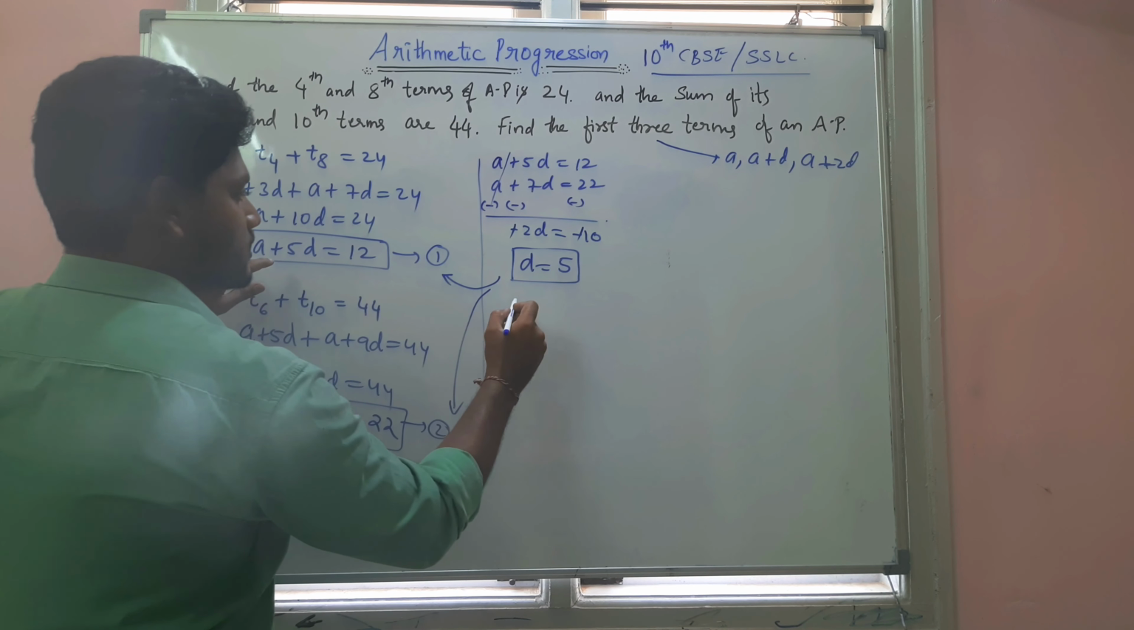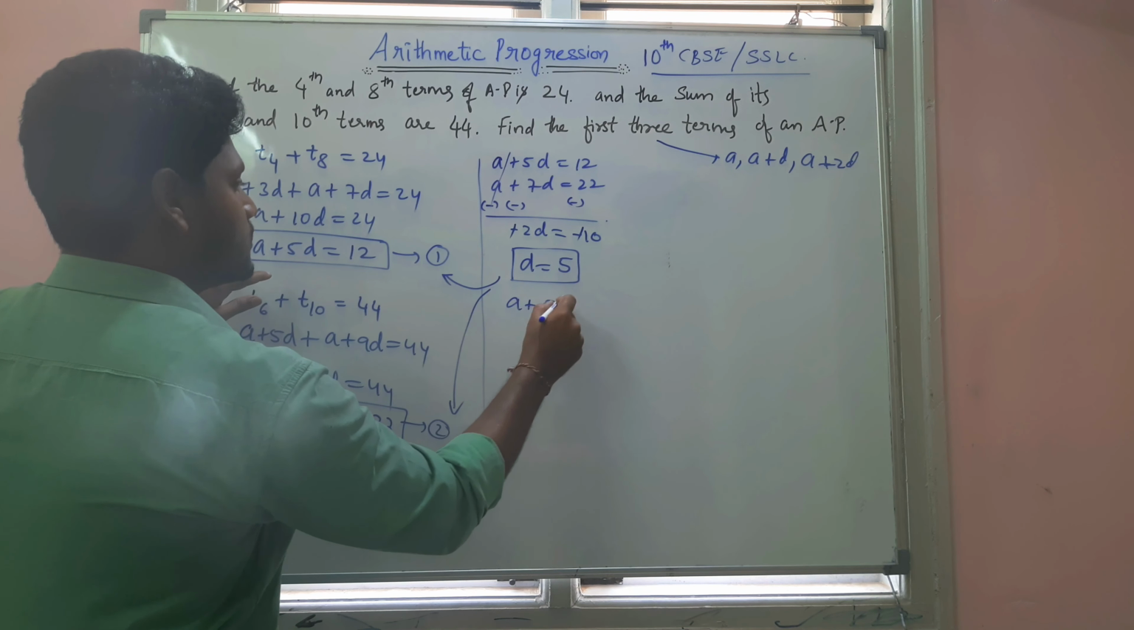So A plus 5 into D. The D value is 5, is equal to 12. So A is equal to, this is 5 into 5, 25.